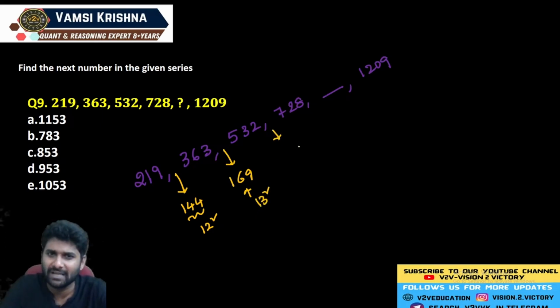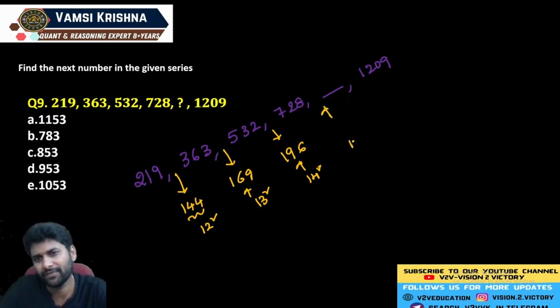Next difference, it's a 6. Again, 12 minus 3 is equal to 9. And you already took carry forward here. 6 minus 5 is equal to 1. 196 is equal to 14 square. And 12 square, 13 square and 14 square, definitely the next value should be 15 square. 15 square value is 225. Add this number. 728 and 225 is your answer.